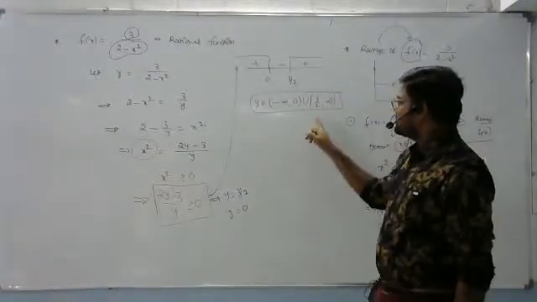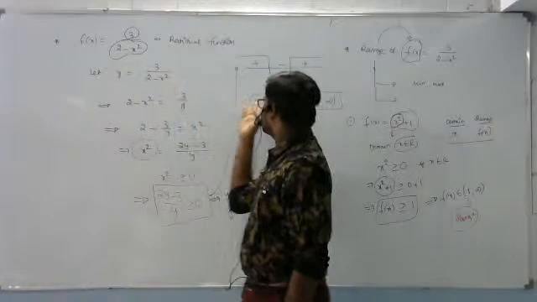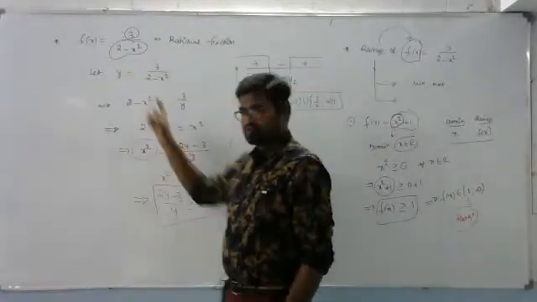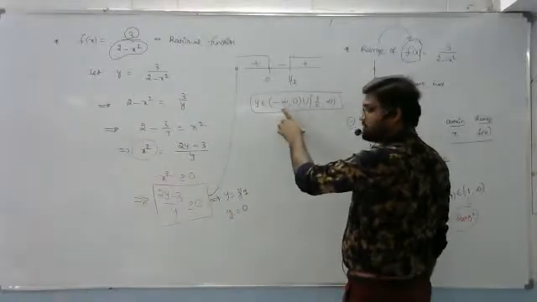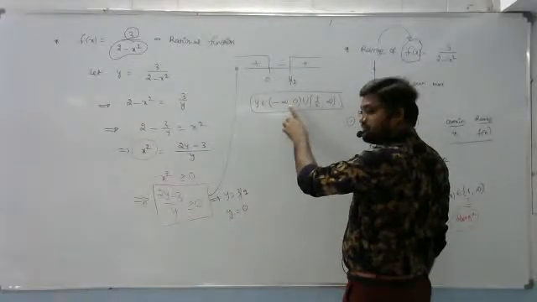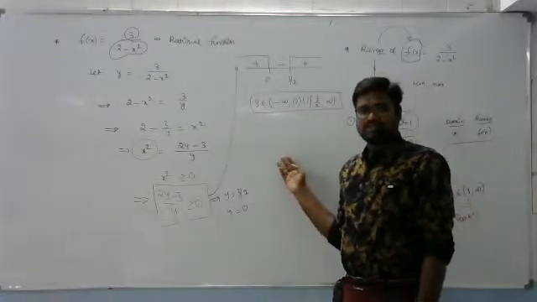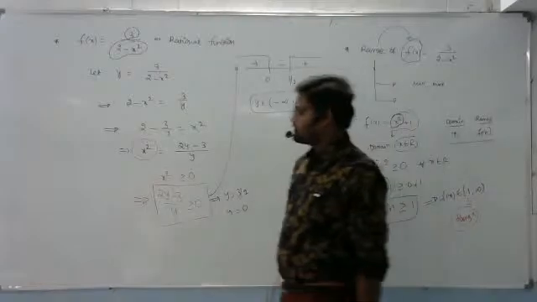Understood? So this is the range of this function, because y is nothing but f of x, right? So 3 by 2 minus x square lies between minus infinity to 0 or 3 by 2 to infinity. That is the meaning of this one. I hope this is clear to everyone. Once again, I'll explain this.